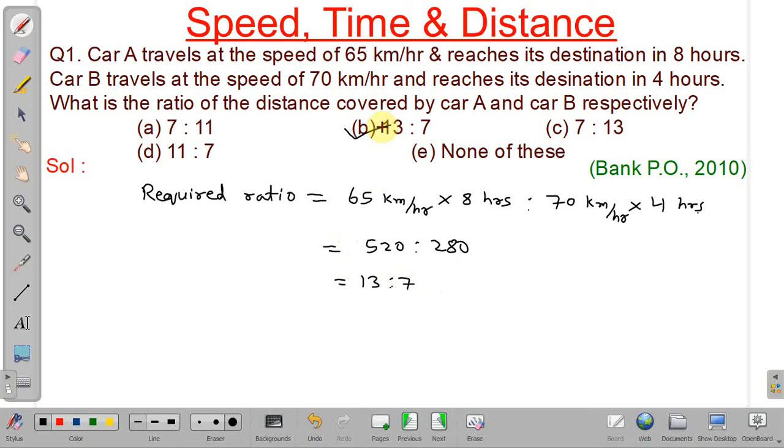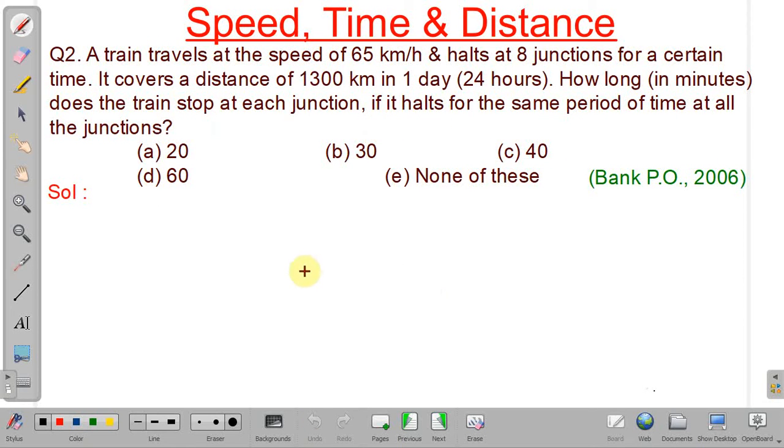We will discuss next problem. See, in this problem it is given a train travels at the speed of 65 km per hour and halts at 8 junctions. Okay, total 8 number of halts are there, and it covers a distance of 1300 km in 24 hours. So we have to find how long does the train stop at each junction. That is halting time we have to find at each junction.